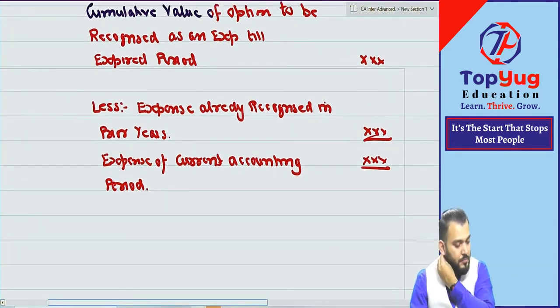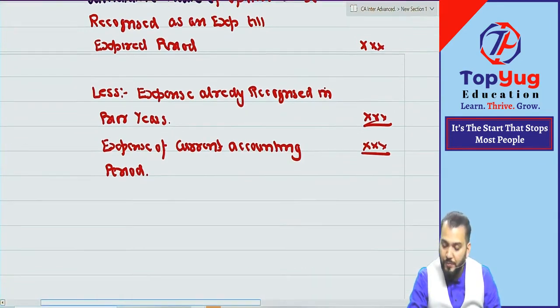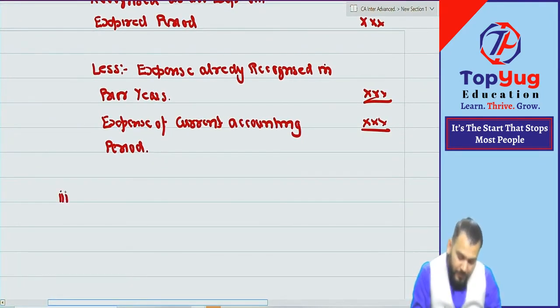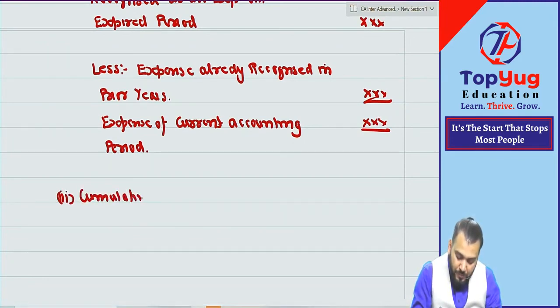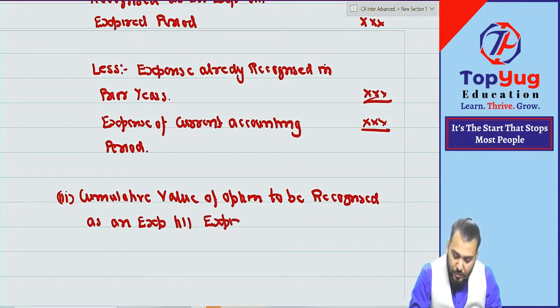Any doubt? Correct. Now how to calculate cumulative value? Write down point number 3. Cumulative value of option to be recognized as an expense till expired period. This we should know how to calculate.